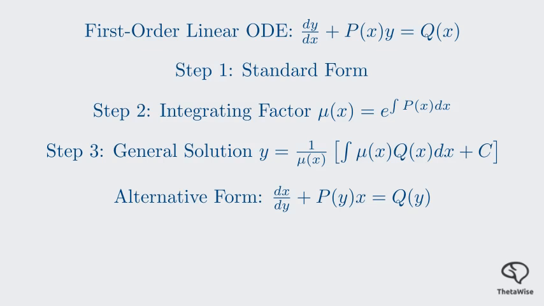Common traps to avoid include mistakes with the negative signs in P(x), forgetting the logarithm properties for the integrating factor, and integration errors, especially with integration by parts. Always remember to add the constant of integration, c, at the end of your final integral. I encourage you to try the other problems from Activity 4.1 on your own. Practice is the best way to master these techniques.